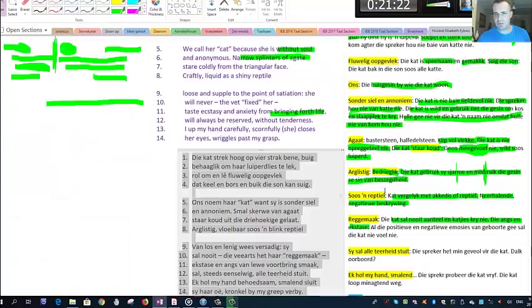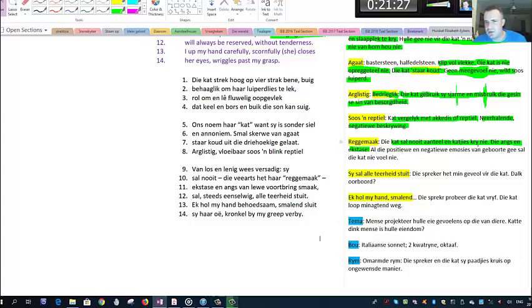So, reggemaak, die kat sal nooit aanteel en kleintjies kry nie, die angs en ekstase, dis al die positiewe en negatiewe emosies van geboorte gee, sal die kat nie voel nie. So all the positive and negative emotions of giving birth, the cat will never feel. Okay. Sy sal alle teerheid stuit, she will stop all tenderness because she hasn't experienced. That's quite a harsh assertion to say that someone or the cat won't be able to be tender because it hasn't had kids. Die spreker het min gevoel vir die kat.